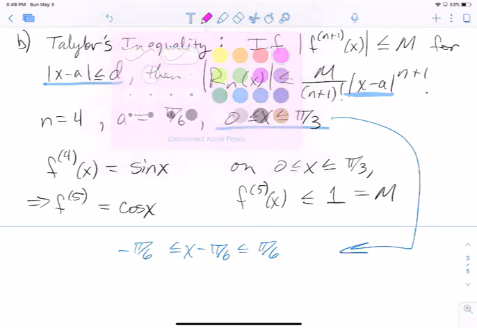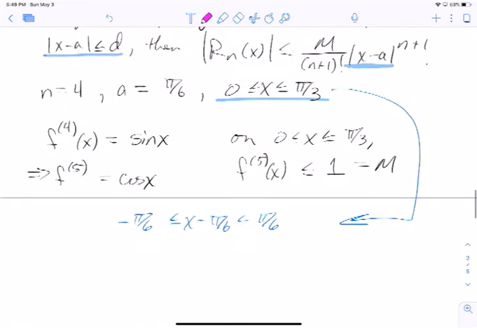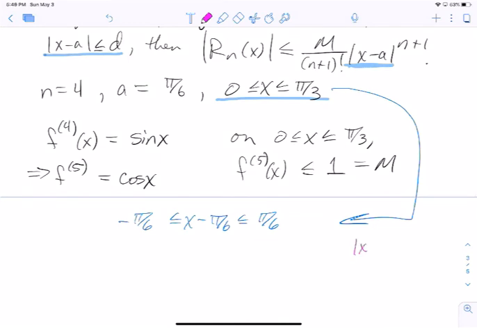Now, if we think about solving an absolute value inequality of the type absolute value of x is less than or equal to b, one way to solve that is to write a compound inequality, negative b is less than or equal to x, which is then less than or equal to b. We're going to actually take these steps in reverse. If x is between negative b and b, then the absolute value of x is less than or equal to b. Here I have x minus pi over 6, which is between negative pi over 6 and pi over 6.